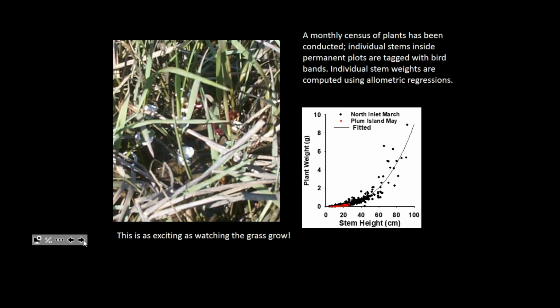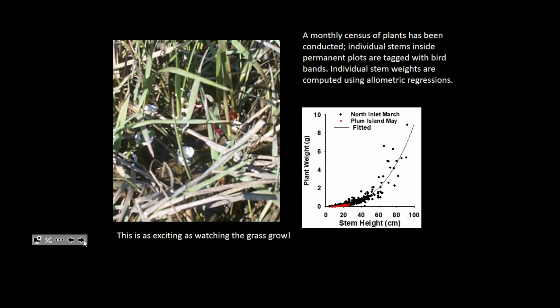So we were working at a plot scale. I had to develop a way of monitoring the productivity of these plants non-destructively so that we could monitor the same sites over time. And so I came up with this idea of staking out permanent plots. These are pretty small plots, like 10 by 10 centimeters on a side, larger in other areas. And we tag the stems with bird bands so we can follow the individuals.